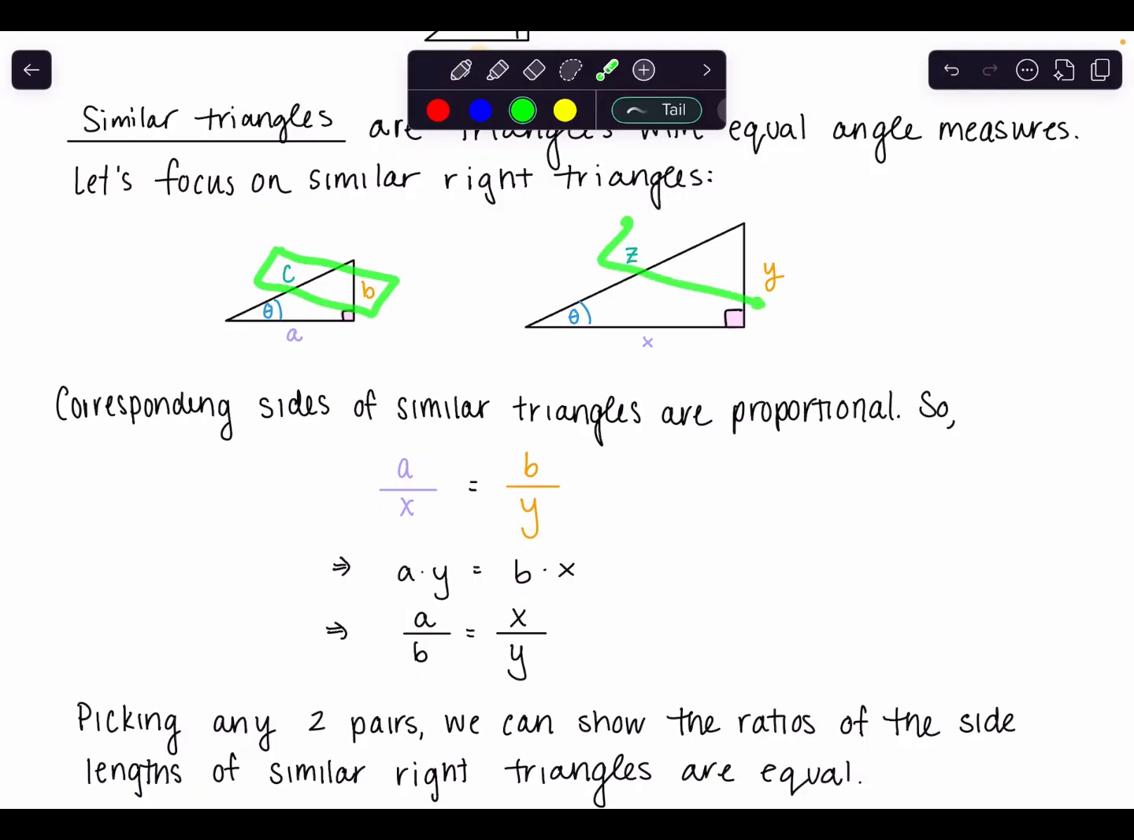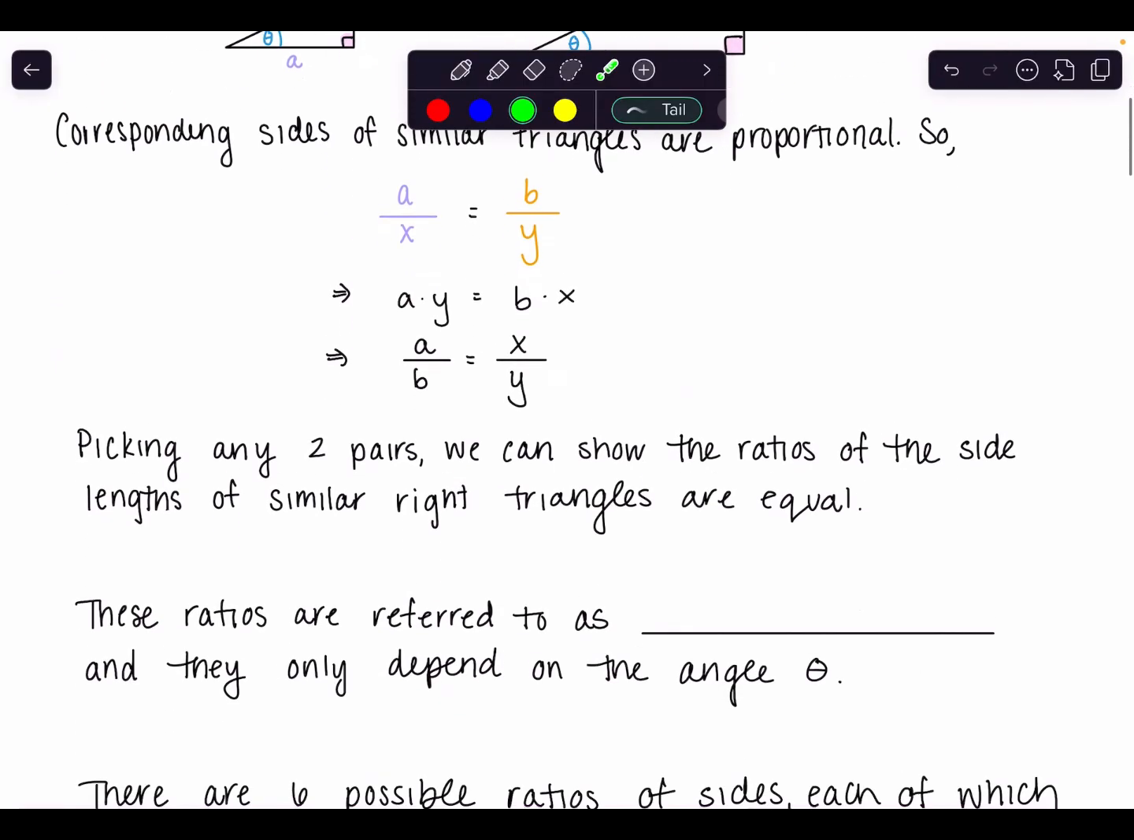Pairing B and C and Z and Y together gives you 2 more ratios because again, the flip. And then also pairing A and C and Z and X together gives you 2 more ratios. So ultimately you have 6 different ratios, and these are referred to as our trigonometric ratios.